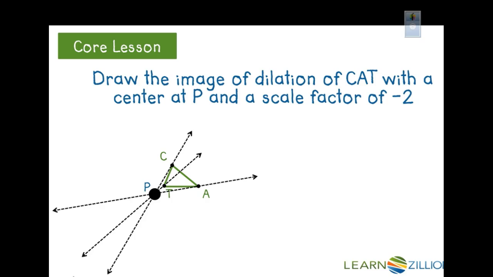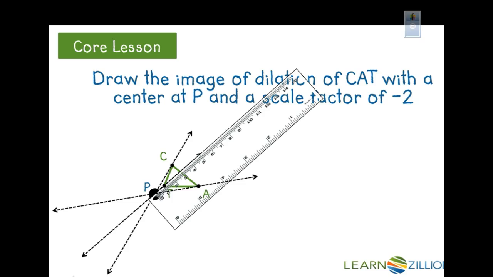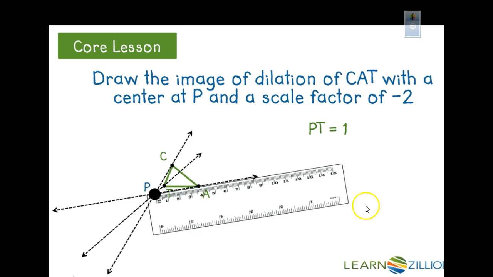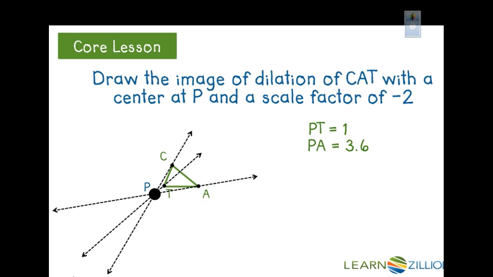We can use a ruler to find the length of PC, PT, and PA, and multiply each of them by 2 to find the length of the image segments. So PT is 1 centimeter long, PA is 3.6 centimeters long, and PC is 3 centimeters long.